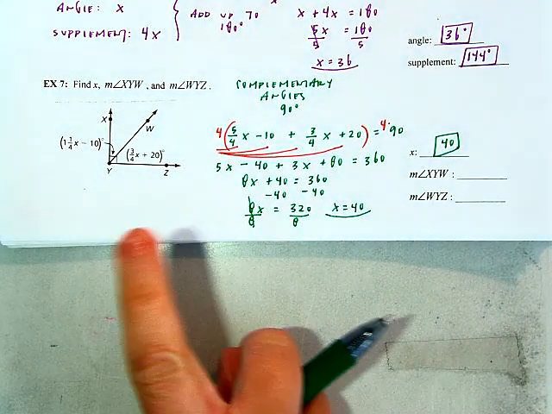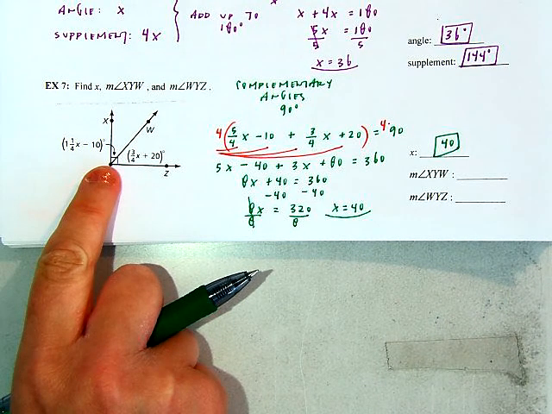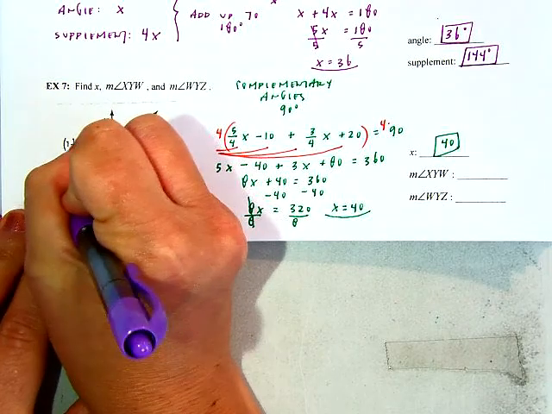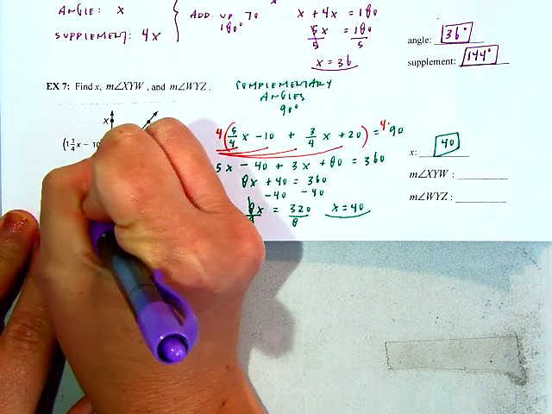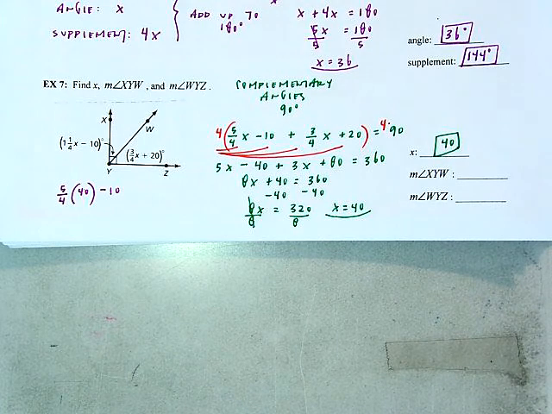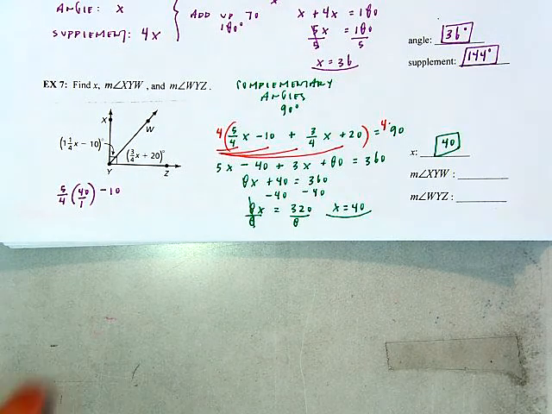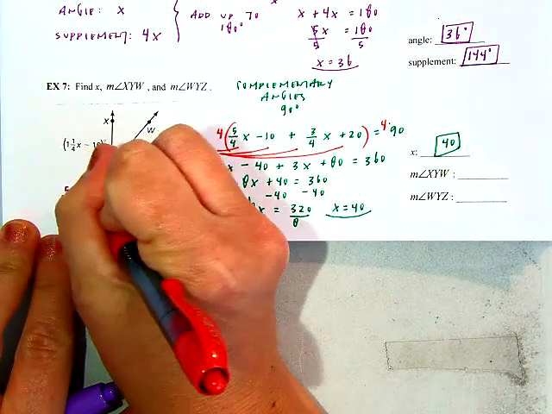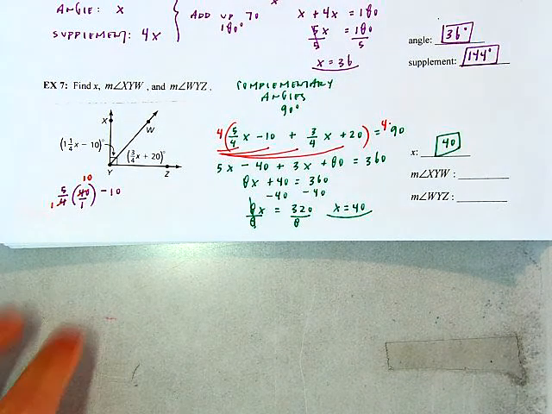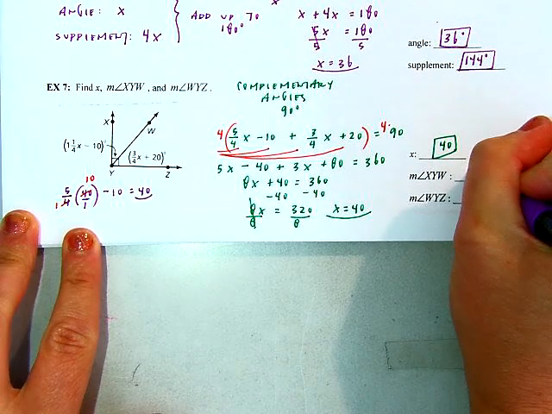So if I take 5/4 of 40 and then take away 10, let me write that out in a different color. So I'm taking 5/4 of 40 and then I'm going to take away 10. If I'm multiplying these fractions here, I can always reduce top down or on the diagonals. So that 4 and 40 could go to a 1 and 10 here. So I get 50 minus 10, which is 40 degrees. So this would be 40 degrees.